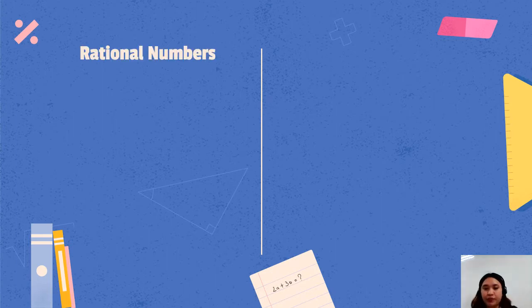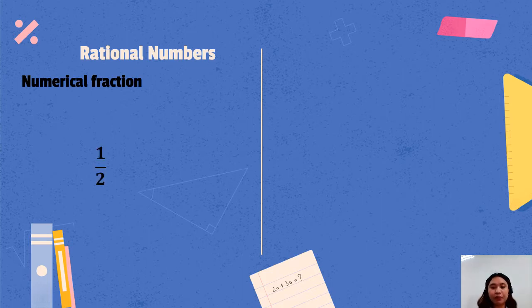So, before we proceed to rational algebraic expressions, let's first differentiate rational numbers and rational algebraic expressions. The first one is rational numbers. When we say rational numbers, it's also known as the numerical fraction. A numerical fraction is a fraction that has a denominator and a numerator. The numerator is the upper part and the denominator is the lower part.